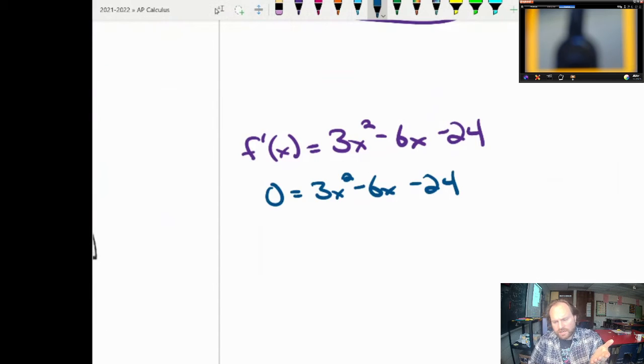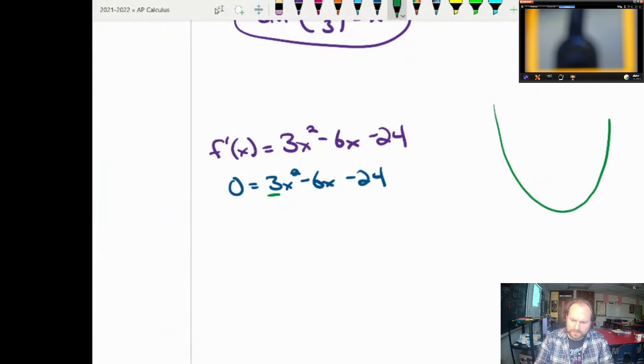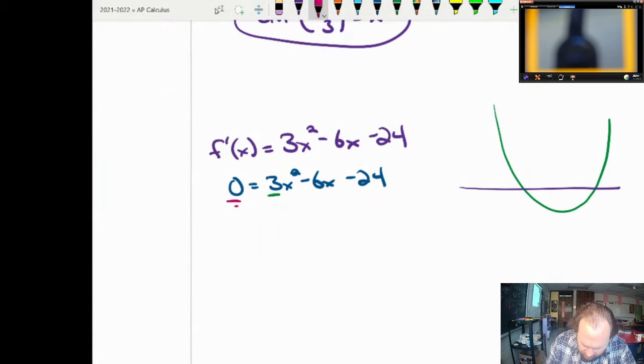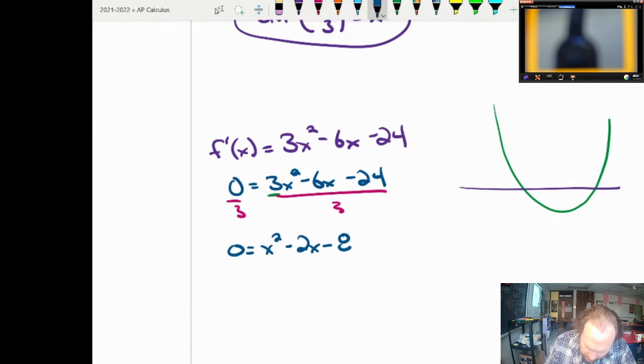This is just a quadratic equation, and it's got a positive a value, so we know that it's a parabola that's shaped like this. So if the x-axis comes through like this, we kind of know that there are going to be 2 places where it will be positive, but that's just a conceptual thing. The first thing I would do in this problem is divide everything by 3. Just factor that 3 out. We would get 0 equals x squared minus 2x minus 8. And that's a thing we can easily factor.